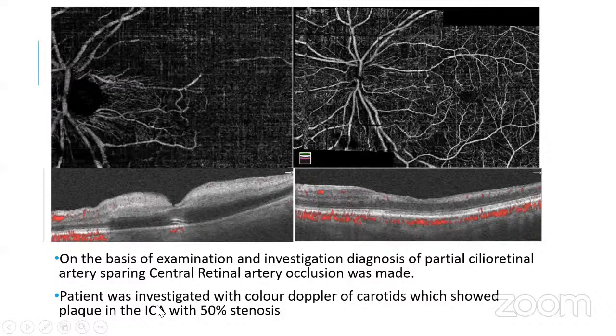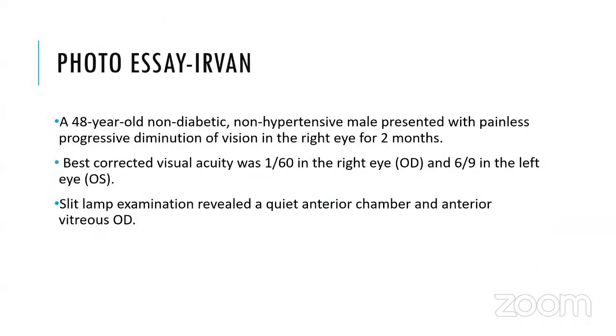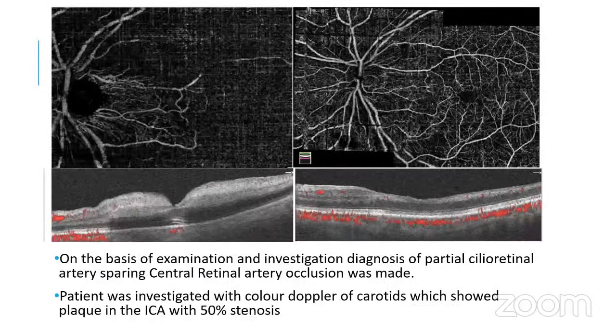The patient was investigated with color Doppler of the carotid, which showed plaque in the ICA with 50% stenosis on the same left side. So this is the first thing we are trying to put together as a case report. The second, it's quite good, and I think the patient underwent or is undergoing coronary artery stenting also.